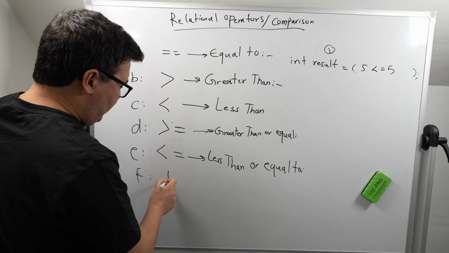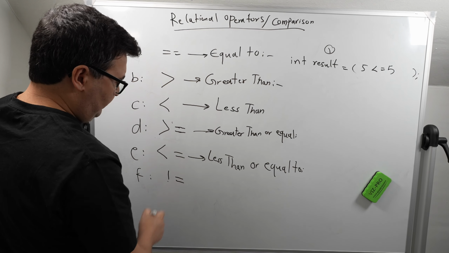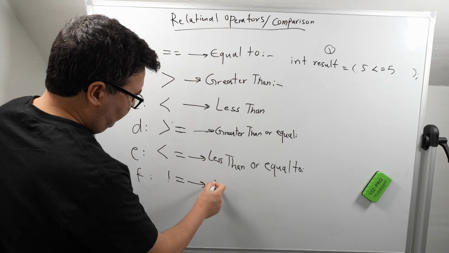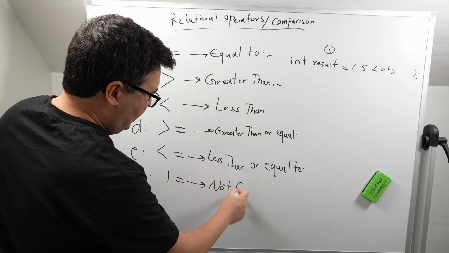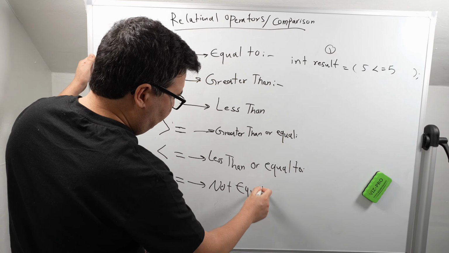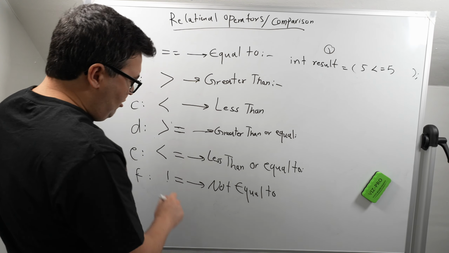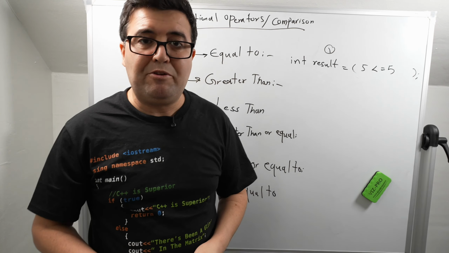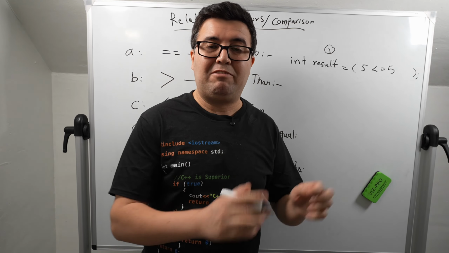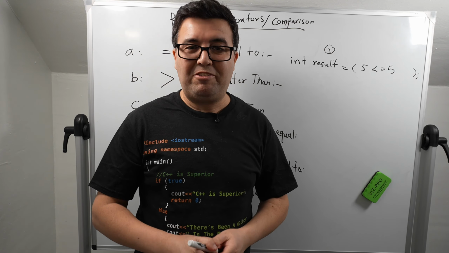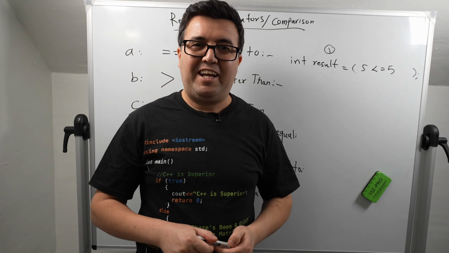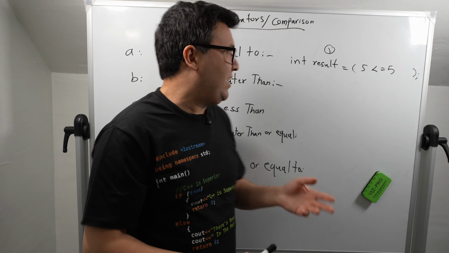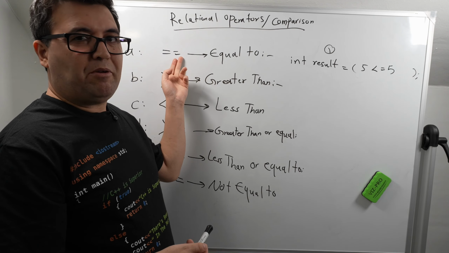It is called not equal to. The not equal to operator means if the first value is not equal to the second value, the result will be true. Otherwise, the result will be false. It's the reverse of the equal to operator.